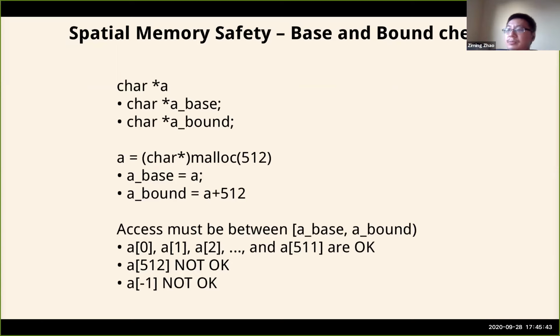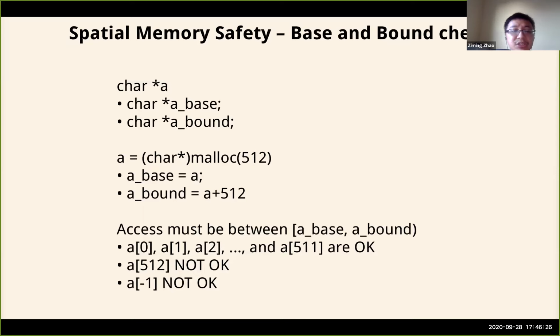It's not a temporal problem, right? So here I'm still using C as an example. Whenever a programmer defines a pointer, for example, char star A here, the compiler can inject two more pointers there: the base of A, and also the upper bound of A. For example, we want to create A on the heap. Then we do a malloc of 512 bytes here.